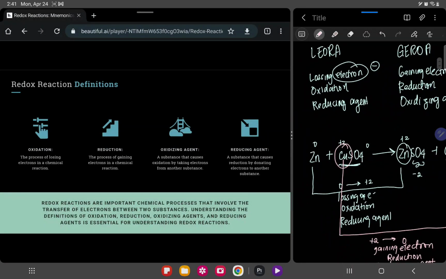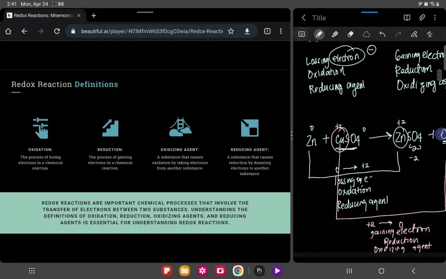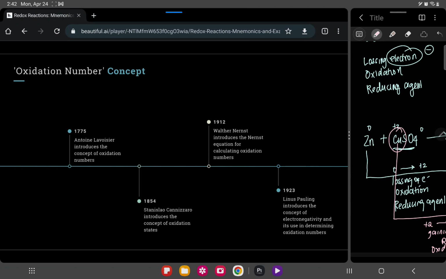So let's look at our reducing agent. Our reducing agent is your zinc, and according to the definition, a substance that causes reduction by donating electrons to another substance. So your zinc donates electrons to copper. That's why it became positive 2, because it loses electrons. And same for our oxidizing agent. Okay, so this is a brief introduction on the oxidation number concept.